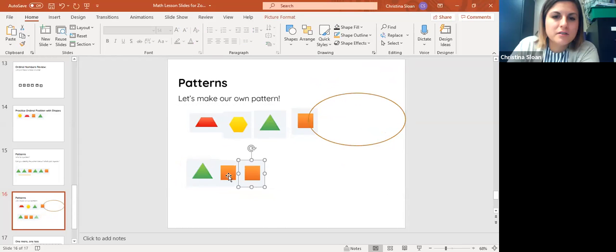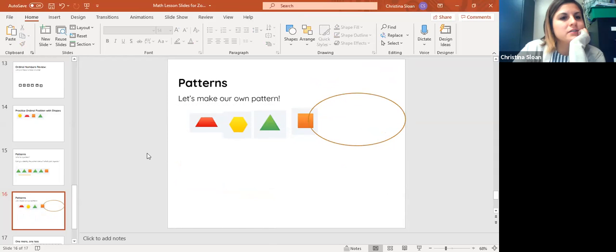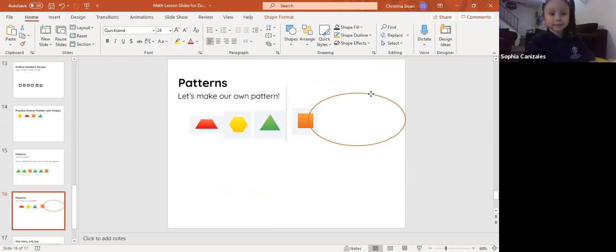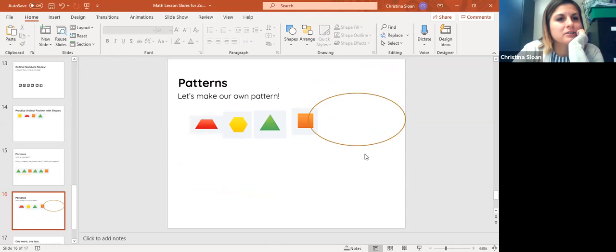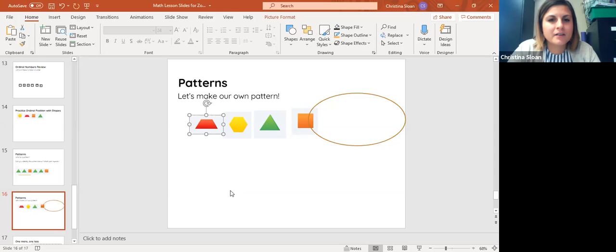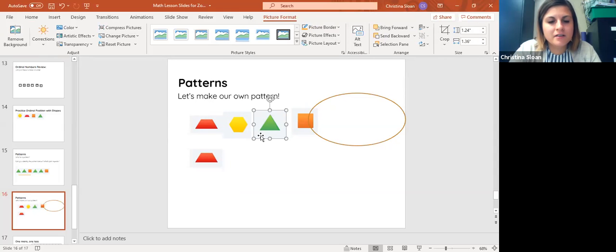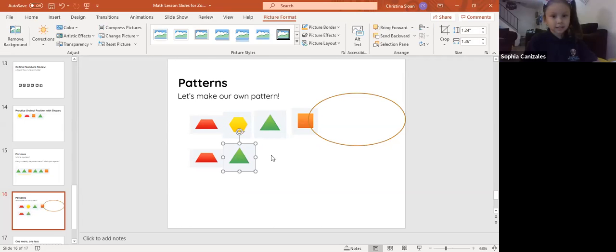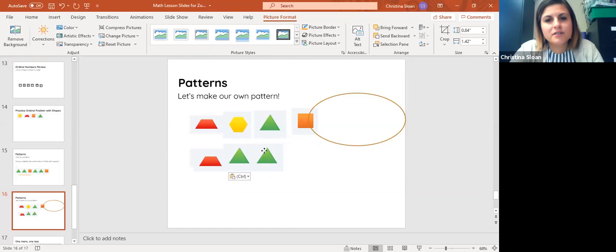All right. Let's do another one. Sophia, can you see the shapes this time? I know you couldn't see them on Friday. Can you see them now? Yeah. Okay. Which color shapes do you want to use? Trapezoid and triangle and a triangle. Okay. Trapezoid, triangle, and a triangle. Okay. Let me do this really quick.